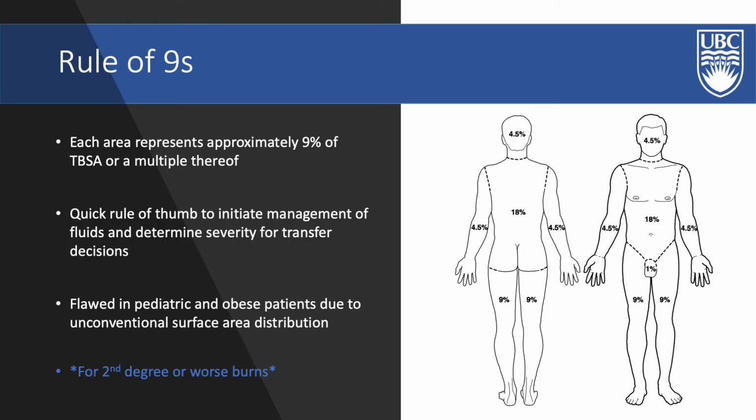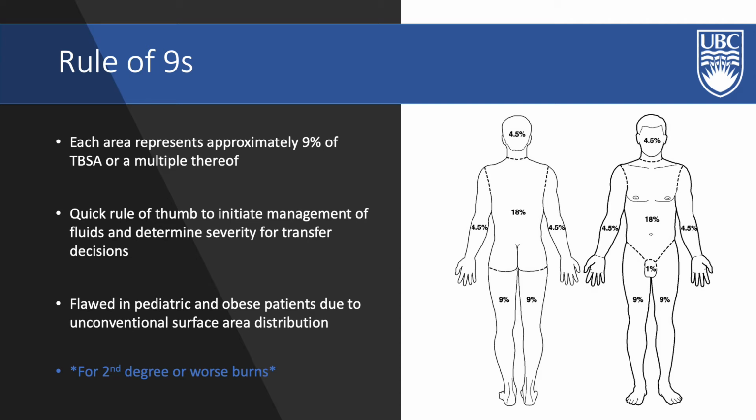The rule of nines assigns percentages of skin surface to different body areas in multiples of 9 as described in the diagram on screen. It is a quick tool to assess TBSA affected and guide subsequent treatment decisions. Ideally, the rule of nines should be used in patients over the age of 14, weighing between 10 and 80 kilograms and with a non-obese BMI.